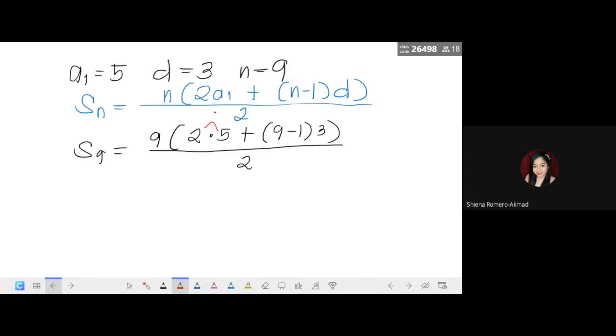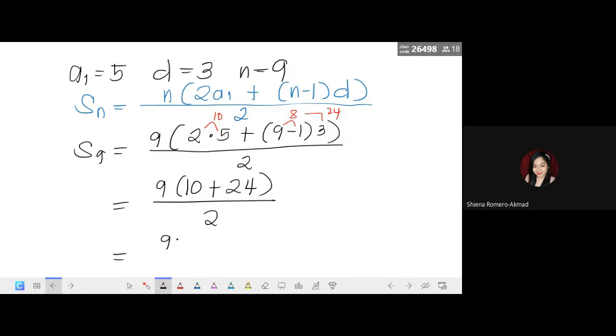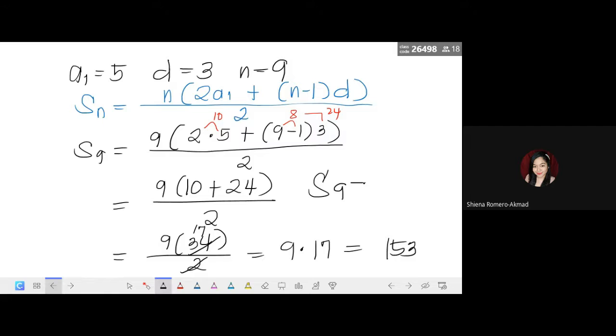This is 10. Ito 8 times 3, 24. So, magiging 9 times 10 plus 24 divided by 2. Pareho lang din magiging kalabasan. So, 9 times 17 is 153. Pareho lang siya, pero as you can see, magkaiba sila ng sitwasyon.